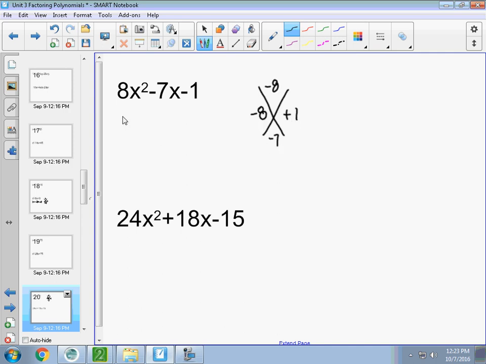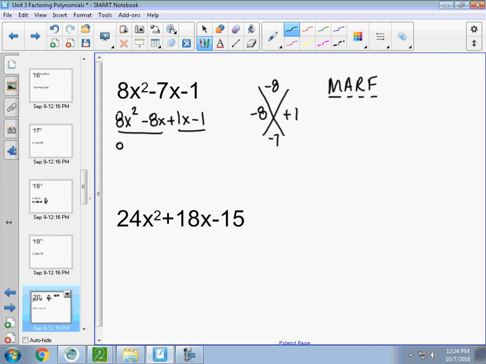So now I'm going to rewrite. So many of you have heard the acronym MARF. Multiply, add, rewrite, factor by groups. So we multiply to get negative 8, add to get negative 7. Now we're going to rewrite. So I have x squared minus 8x plus 1x minus 8. And then factor by groups.